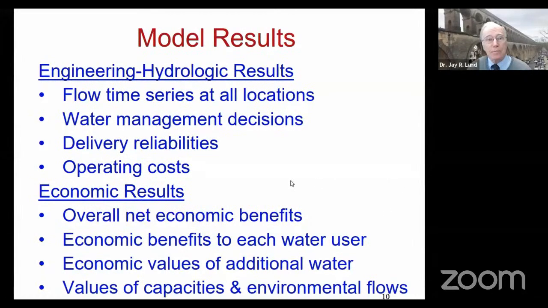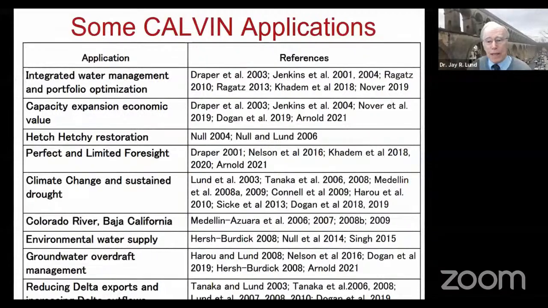environmental flow requirements. We've done quite a few applications of this model for a lot of different water problems in California, many of which have helped influence discussions about California water and I think even water policies for the state of California regarding capacity expansion, water markets, environmental restoration, climate change, environmental water supplies, groundwater management, and management of some of our more difficult parts of the system, such as the Sacramento-San Joaquin Delta.